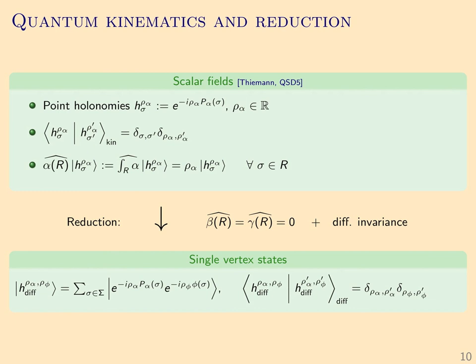So we see that all the dependence on the spatial point in sigma that we used before drops out in these diffeomorphism invariant states. So there are just two quantum numbers encoded in them, one quantum number for the matter sector and one quantum number for the geometry sector.